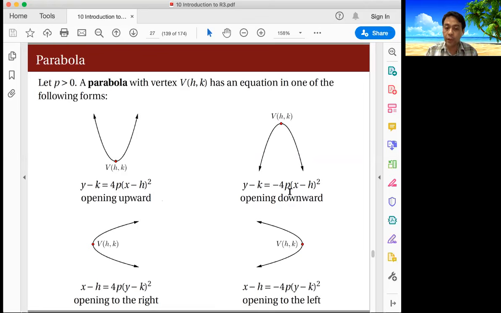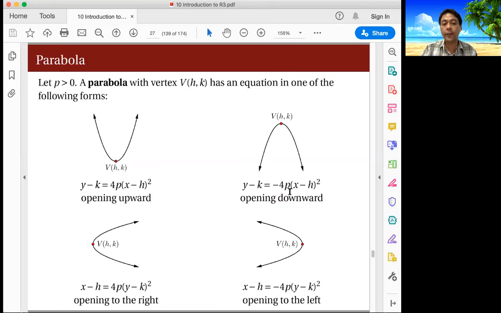When we expand this, this is what we call y equals ax squared plus bx plus c. If a is greater than 0, it opens up; if a is less than 0, it opens down. Now you may tell me, sir, why go through the pains of writing the equation of the parabola in this form? Well, because these forms show us the vertex of the parabola. So we can immediately locate the vertex, and the coordinates of the vertex will be (h, k).